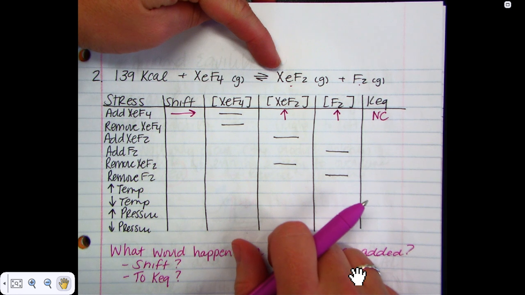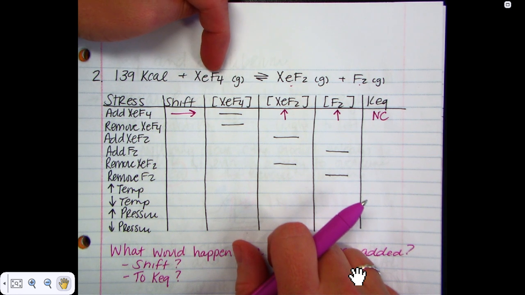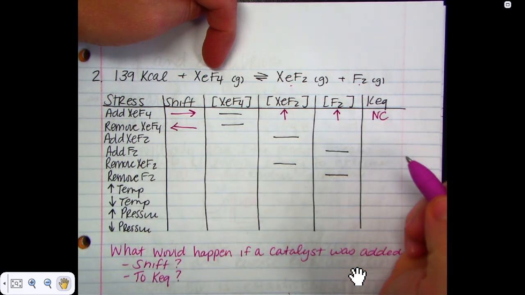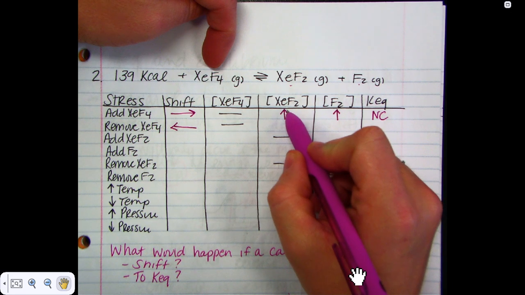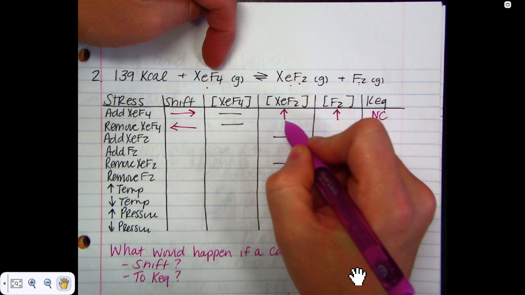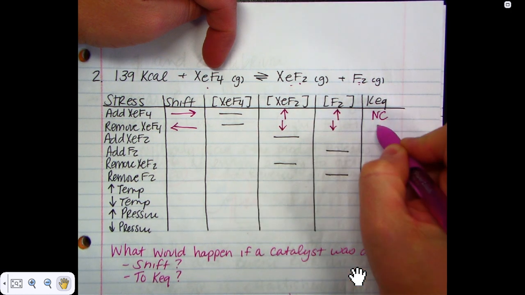All right. If I remove some of this, what's my shift? Okay, if I remove it, I'm going to shift to replace it. So I'm going to shift to the left. What happens to the XeF2 and the F2? Well, they're both being used to make this, so they should go down. And then there's no change in K.